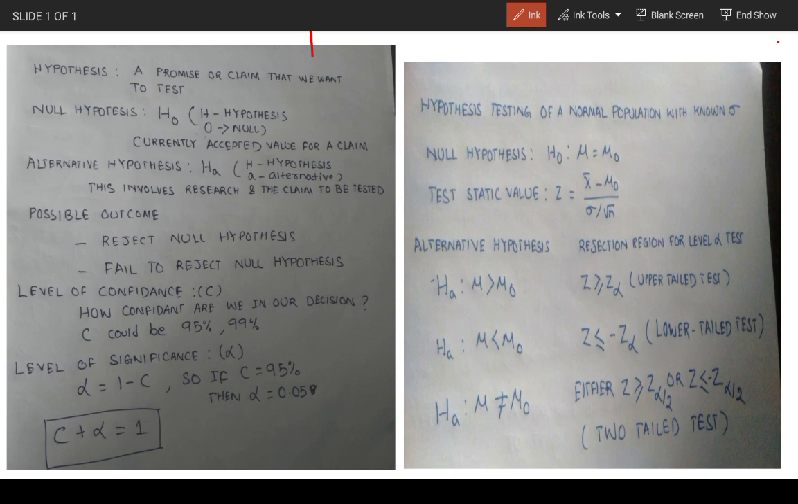So the null hypothesis is the currently accepted value, which in this case is 18, and the alternative involves a lot of research and the claim to be tested. So what is the possible outcome? Either you reject the null hypothesis or you fail to reject. There is nothing called accepting a null hypothesis. So the possible outcome will always be reject or fail to reject.